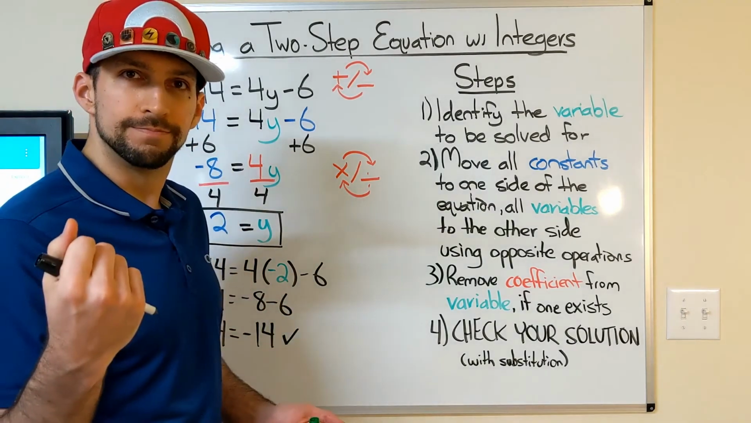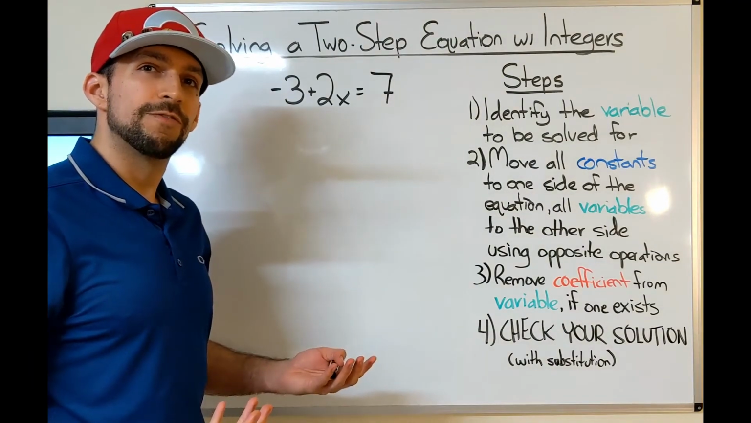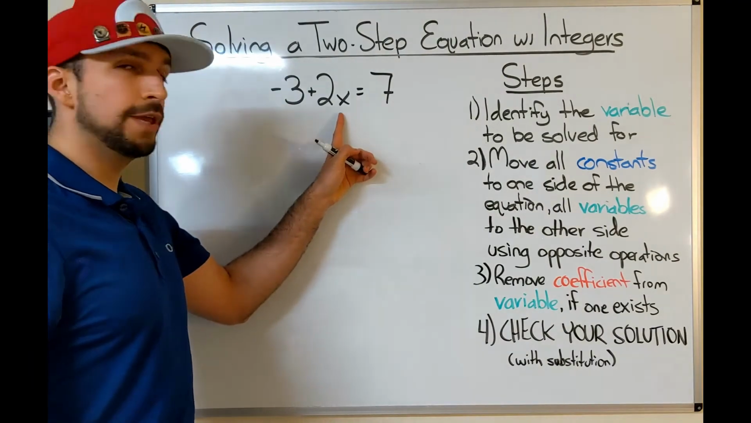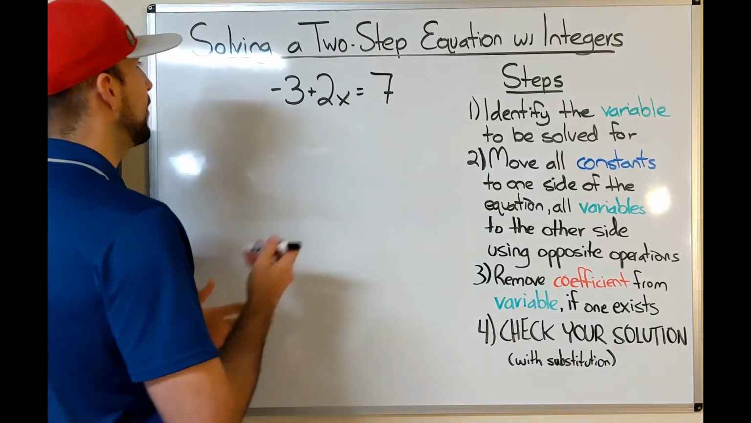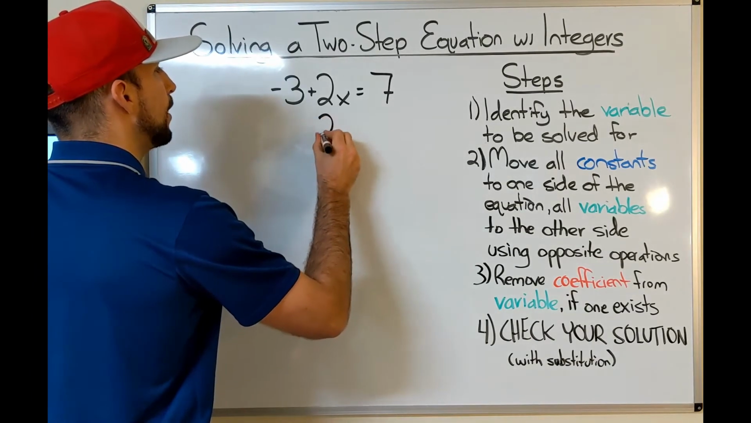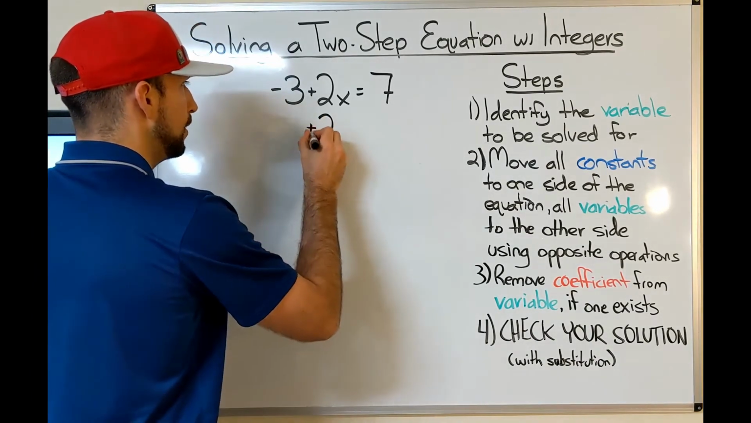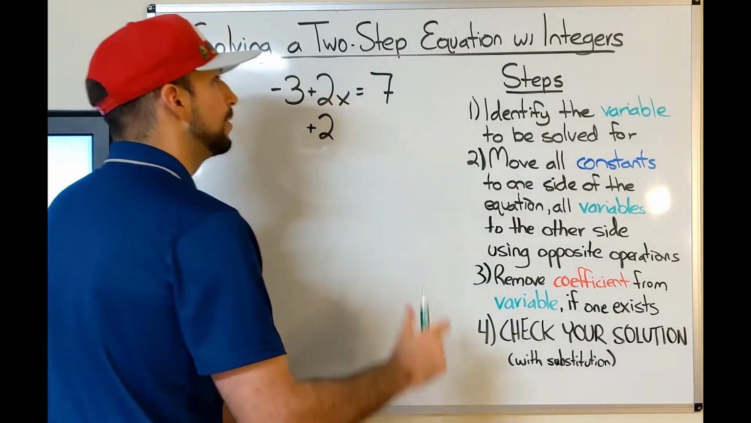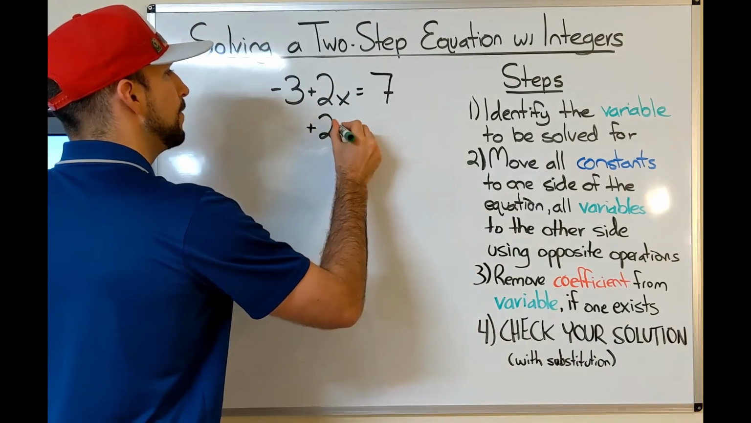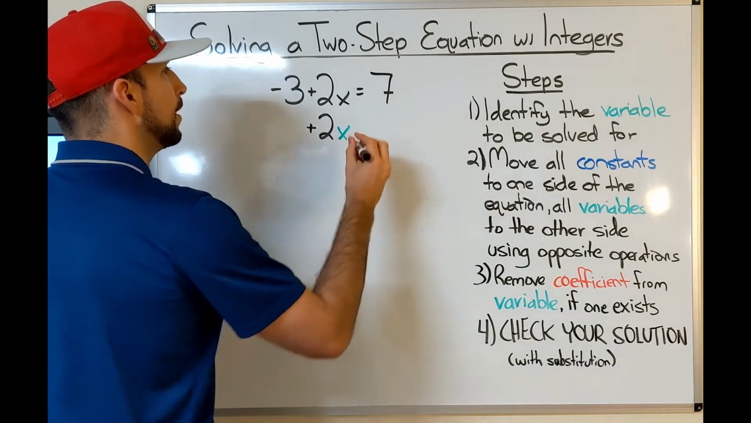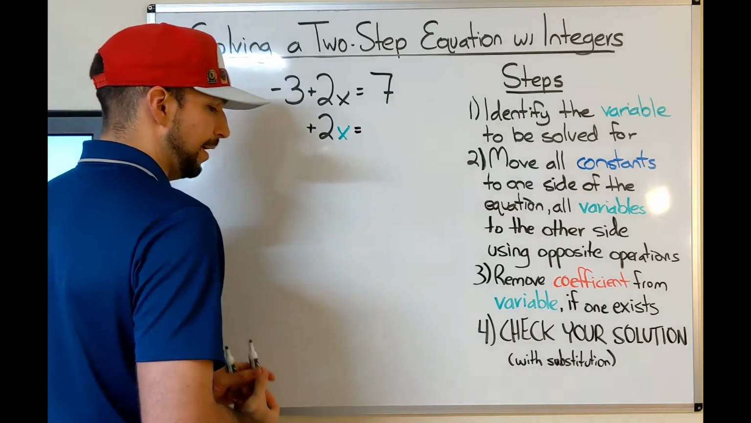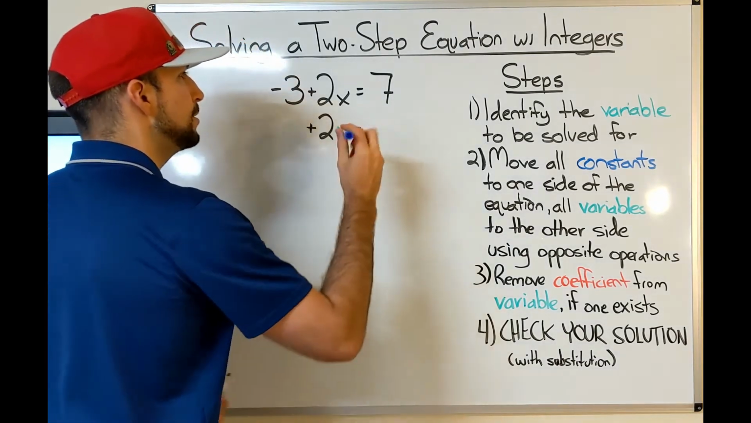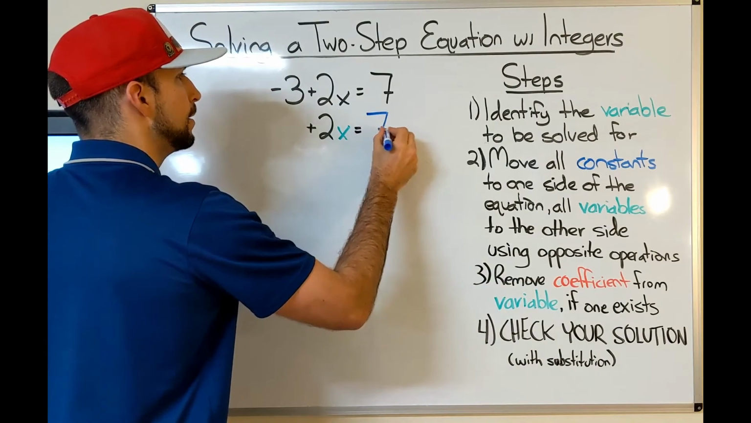Let's do one more. All right, in this problem, we're working with a different variable. We have our variable here as x. So let's rewrite this with our x highlighted as the variable of interest. We want to solve for x. Then we're going to identify our constants since we need those to be on the same side.